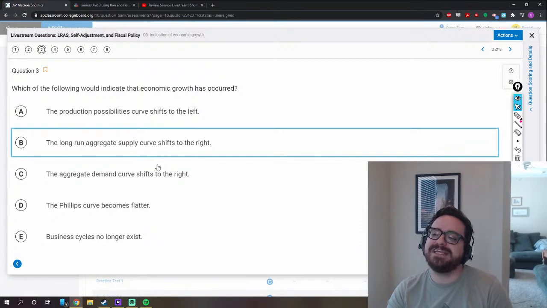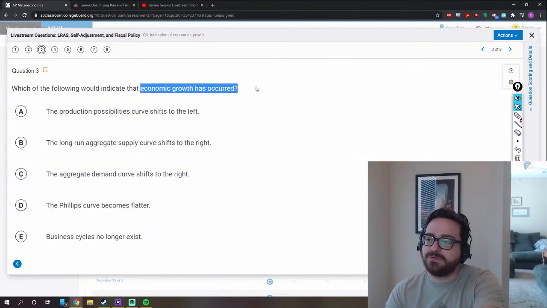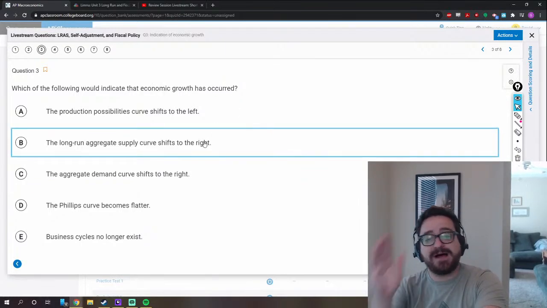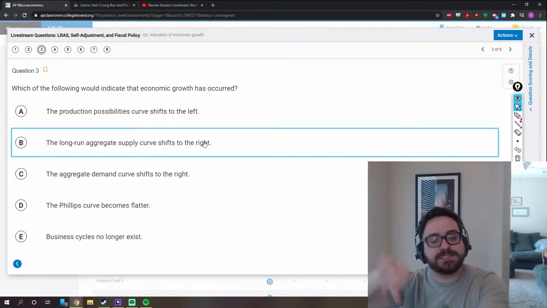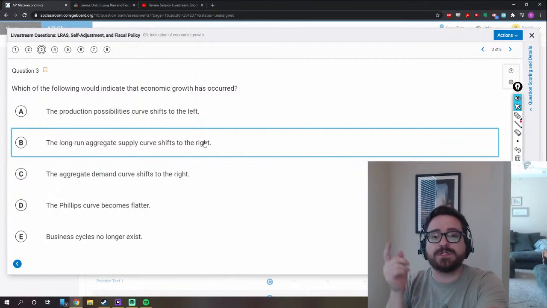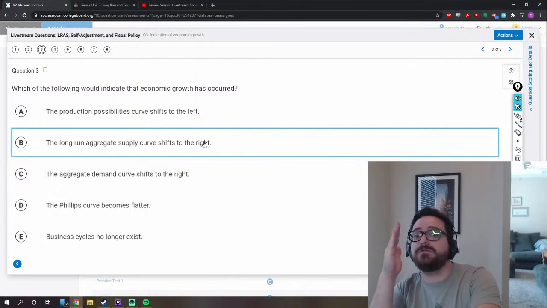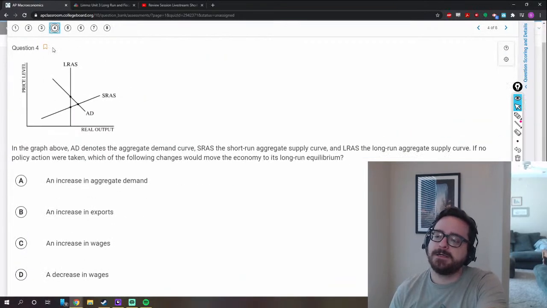The problem with C is that C is temporary. If your aggregate demand shifts to the right, in the long run the economy always self-corrects, as I mentioned in the last question. That means GDP doesn't really change in the long run, which means economic growth can't occur that way. But if my LRAS moves to the right, and my economy is always going to move to where that is, that means the economy is actually growing. Because if it always went back, then it would never progress. But if it always goes back and the vertical line moves to the right, then my GDP is actually getting higher over time.